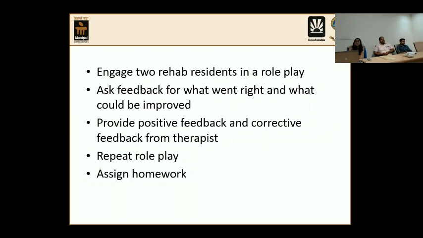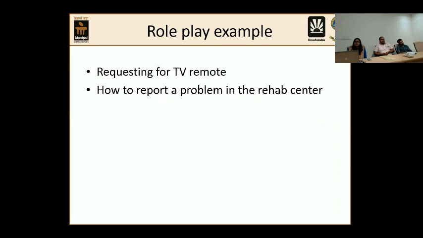So role play examples could be skills like requesting the TV remote. Because ours is in coastal Karnataka, we have people speaking multiple languages, and there is always a fight for the TV remote. Somebody wants to listen to music, somebody wants to watch a Kannada serial, someone wants to listen to news and things like that. So requesting the TV remote is an important skill so that we prevent multiple fights from happening. Another is how to report a problem they have with other staff in the rehab center to the consultants. These are some of the skills that we take up, apart from things like how would you greet another fellow resident.